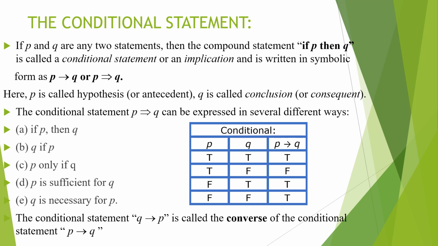Now, what will be the truth values for the conditional? Remember, if P then Q will be false in only one case, when P is true and Q is false. And it is very well understood that you have a statement if P then Q. When will that be false? Only in the case when your P is true but your Q is false. In all other cases, if P then Q will have the truth value true.